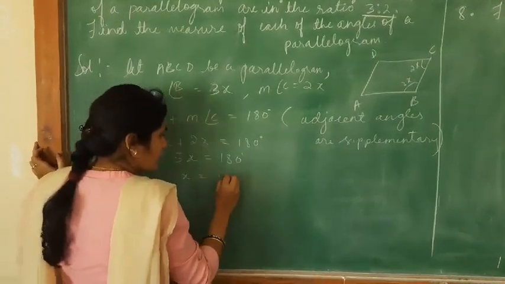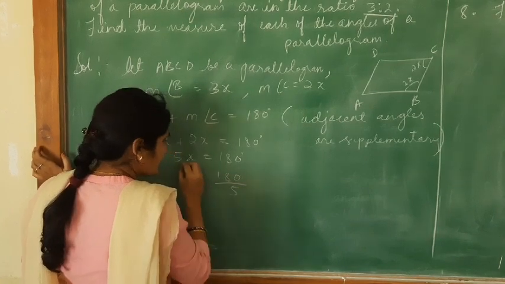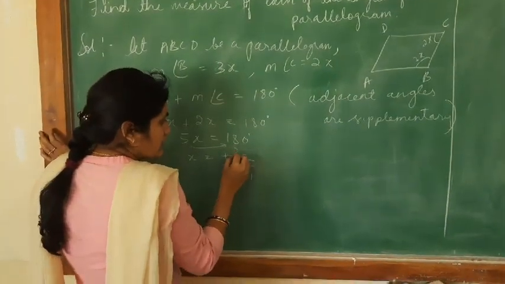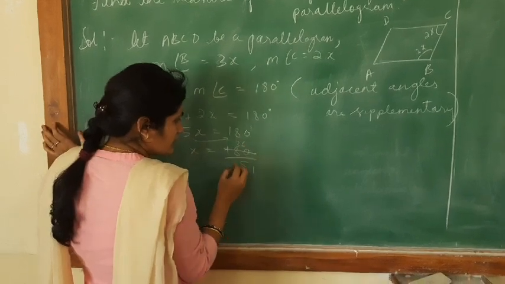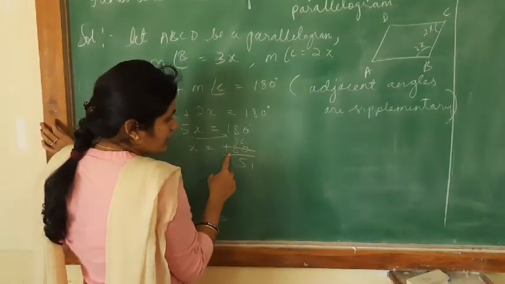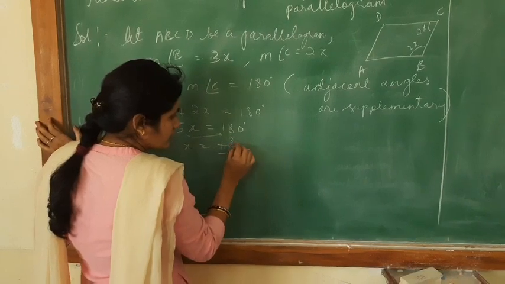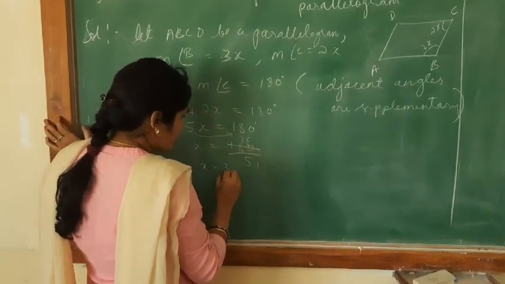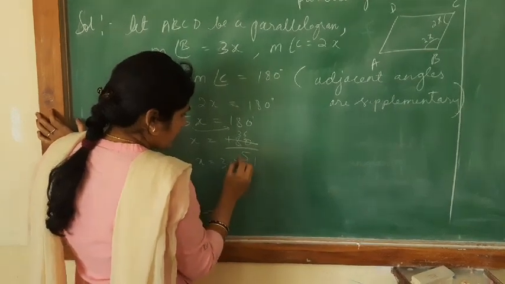x is equal to 180 divided by 5. Transpose this 5 to the RHS. 5 ones are 5, 5 threes are 15, 3 remains, this will become 30. 5 sixes are 30. Therefore, x is 36 degrees.